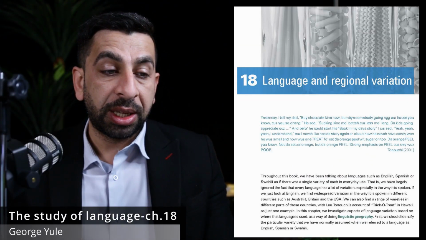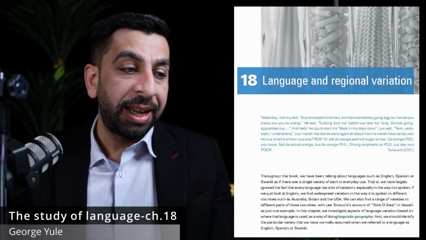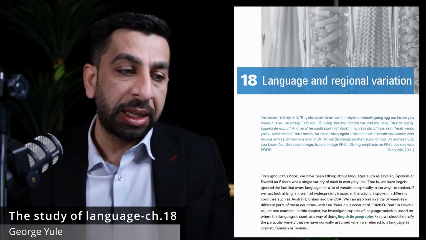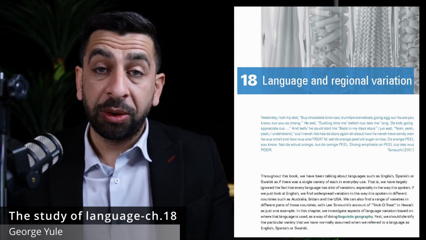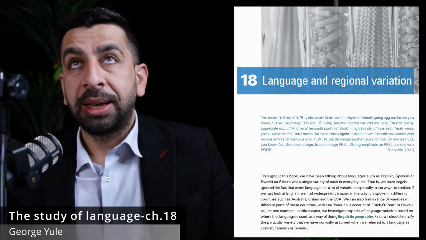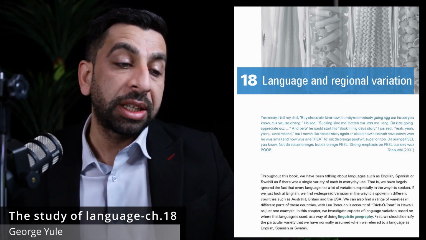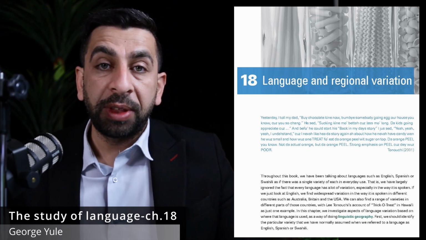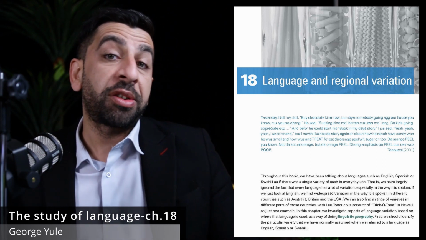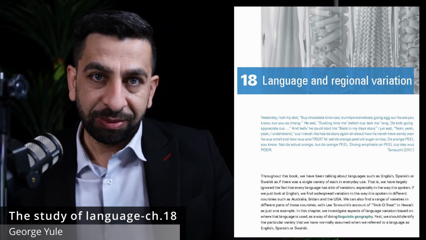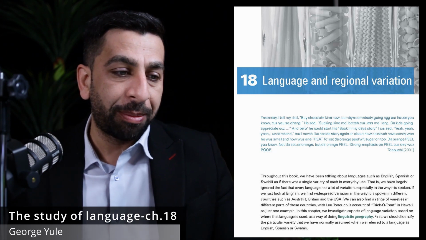If we just look at English, we find widespread variation in the way it is spoken in different countries such as Australia, Britain and the US, Canada, New Zealand, Ireland, Scotland. All of these varieties of English are variations of English. Okay, so we keep that in mind.